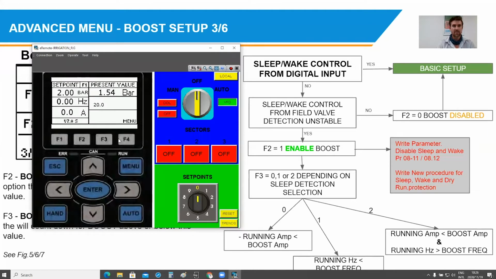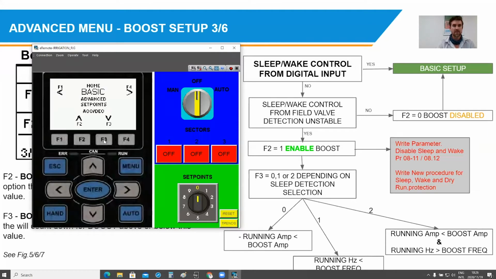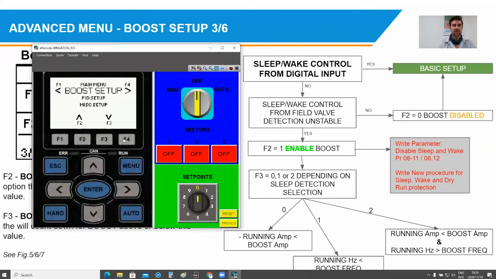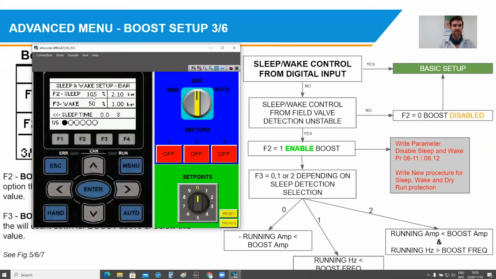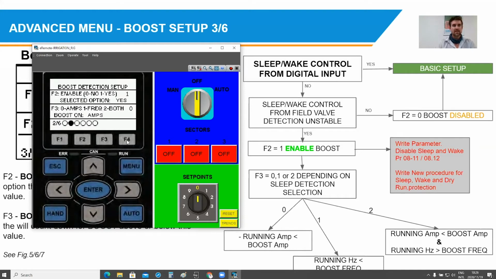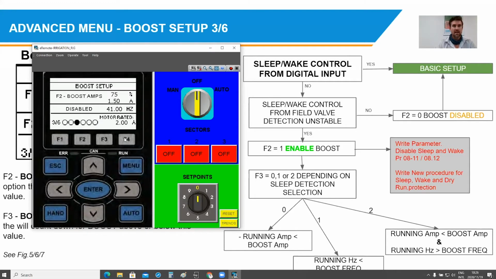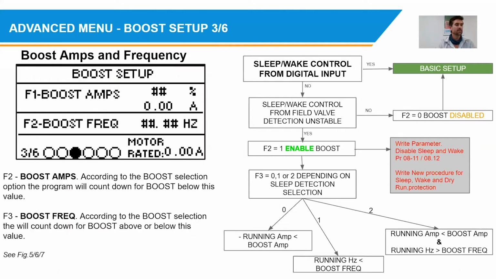Let's just start over again. So our main page, go into the setup, into our advanced menu, into advanced, into our boost setup. There you can see my 2 bar as my current set point. Boost detection is enabled. It's a yes, it's a 1. So it is enabled, and I'm asking it to use amps as its detection for that boost procedure. You'll see in the next page that the actual frequency entry would be disabled, and it would only allow us to enter the amperage that we wanted to detect at. Okay.